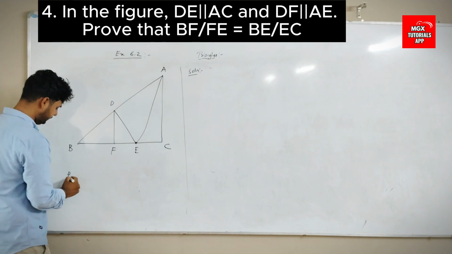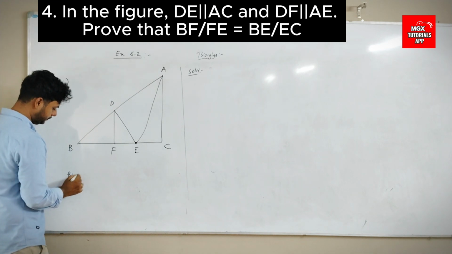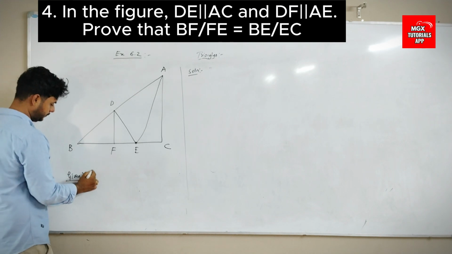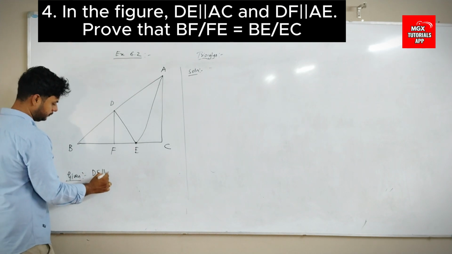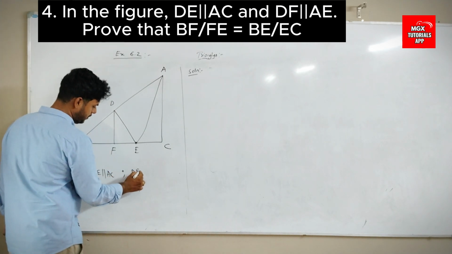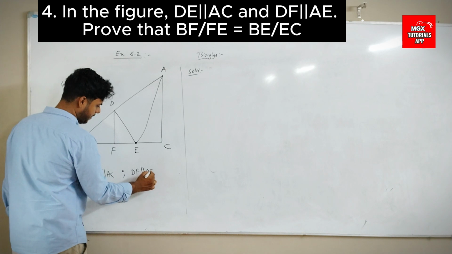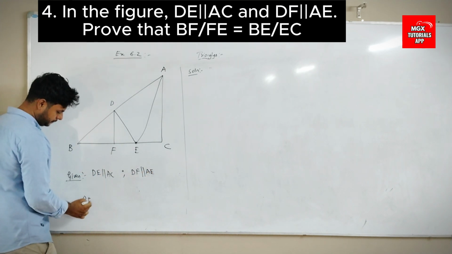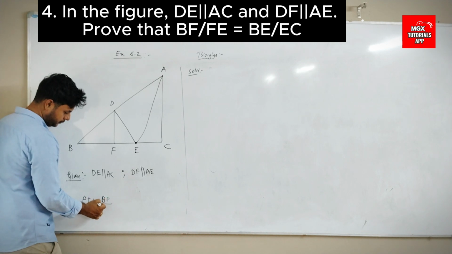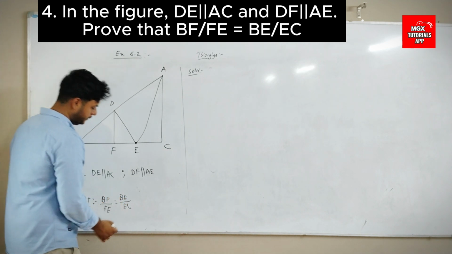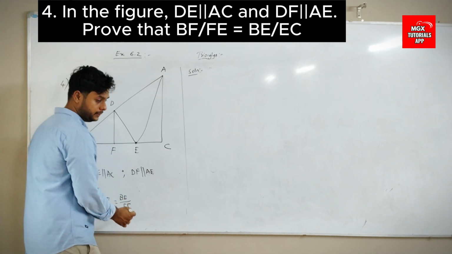Read once again. Given, one, DE is parallel to AC and BF is parallel to AE. So that BF by FE is equal to DE by. This some little bit you should see and go.